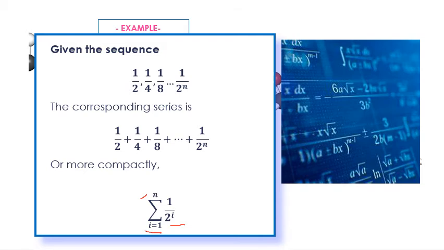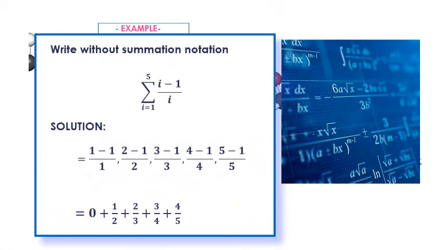So, that is already your final answer. Okay, another one. Write without summation notation. So, given naman dariya ang sigma nga formula. So, ang naka-summation notation na siya or naka-compact form na siya. So, we have i minus 1 over i, wherein i starts from 1 up to 5.